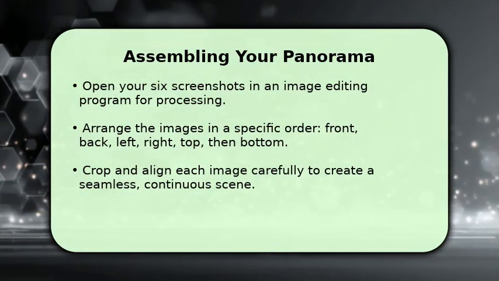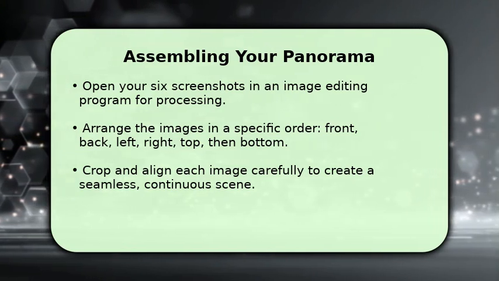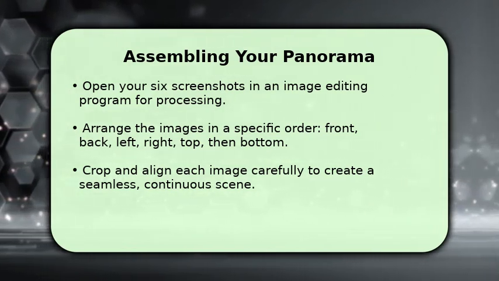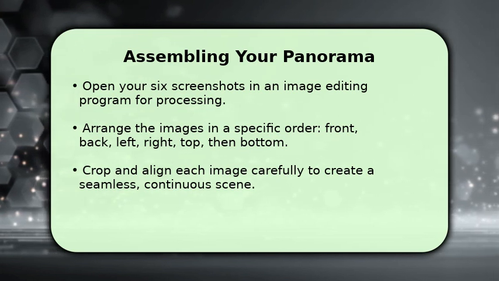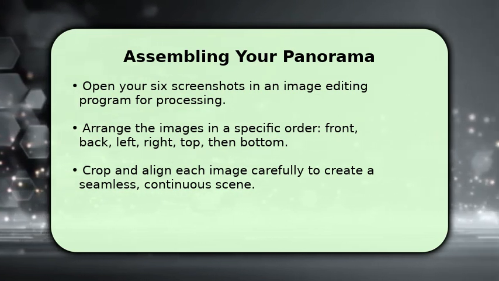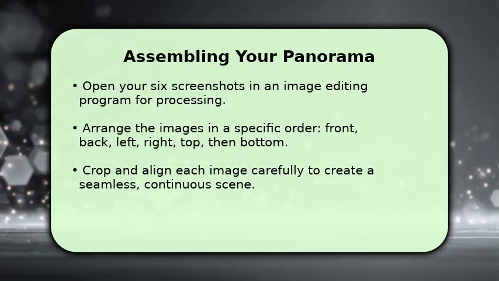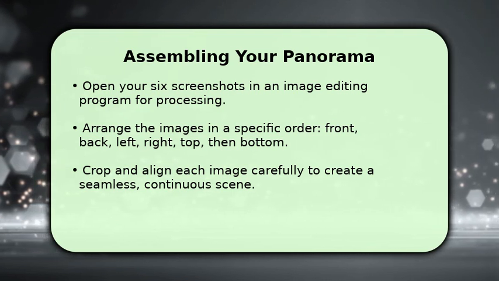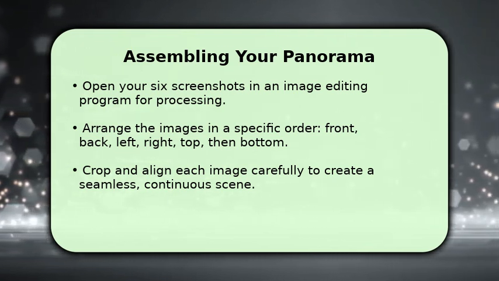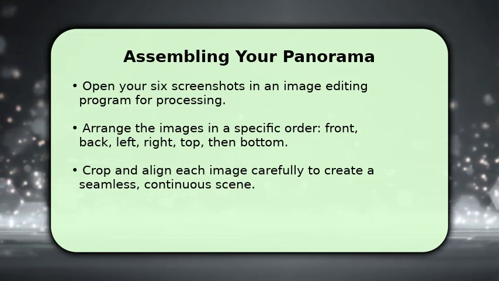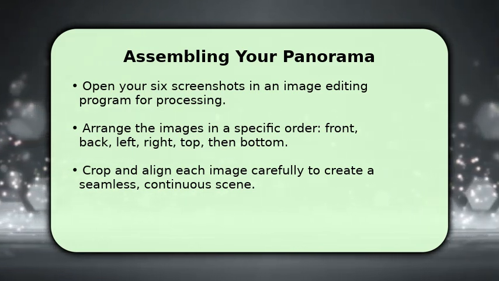Now open your 6 captured images in your preferred image editing software. You will need to arrange them in a specific sequence: the front view, followed by the back, then the left, the right, the top, and finally the bottom view. Each image should be cropped to a square aspect ratio, typically 256 by 256 pixels. Carefully align them to ensure a smooth transition between each face, creating a continuous panoramic scene.